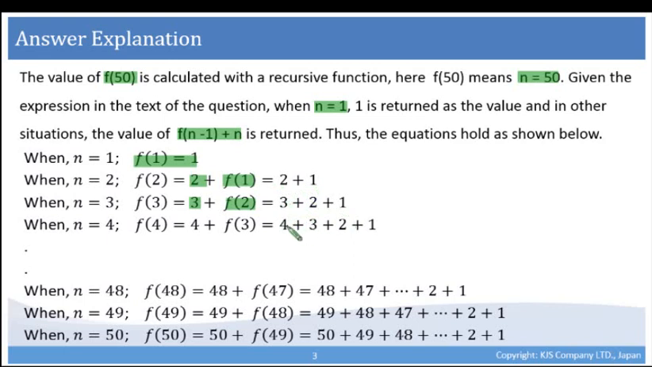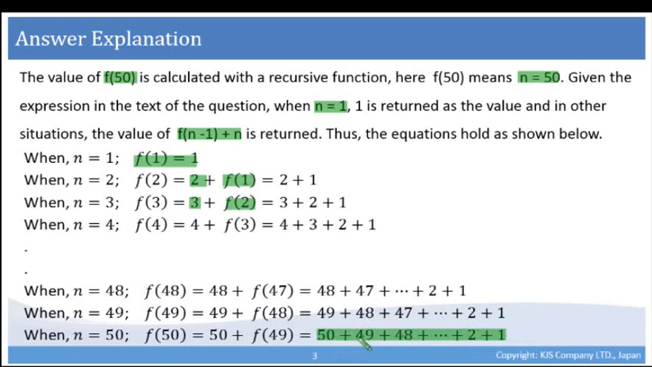And you can continue this expression as far as you want to go. So when n equals 4, we have 4 plus 3 plus 2 plus 1, or 4 plus f of 3. And we can extend this all the way up to when n is equal to 50, which is the value we want to look at. So this is 50 plus f of 49, which is equal to 50 plus 49 plus 48 plus 47, all the way to 1. And so this is going to be the output of our answer. However, this is quite a tricky method, as it's going to involve lots and lots of addition on a calculator.